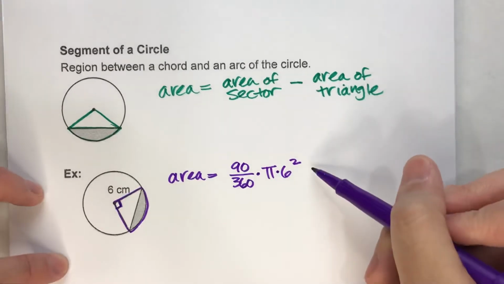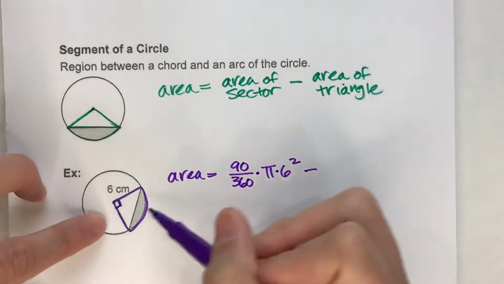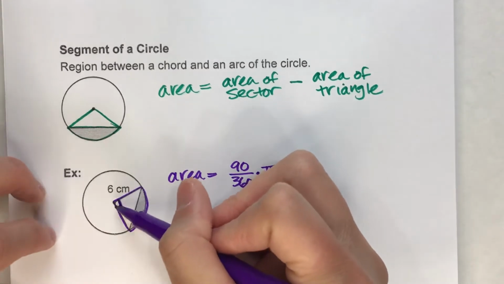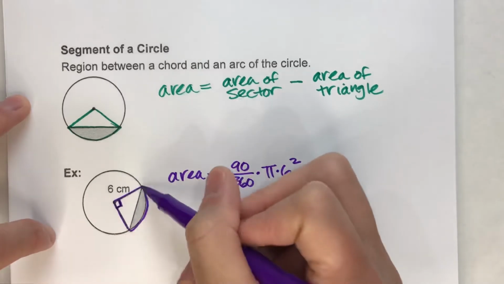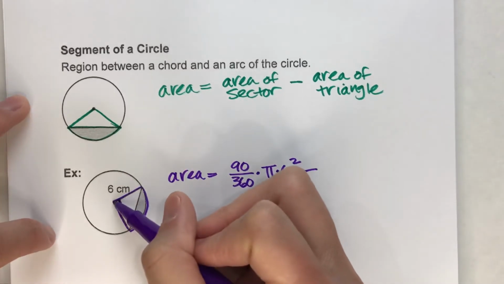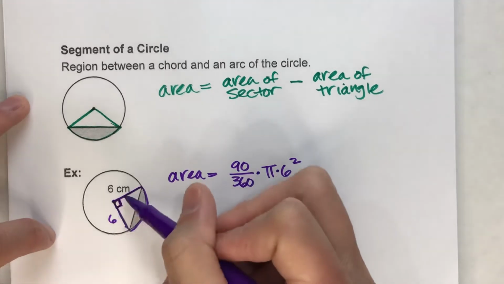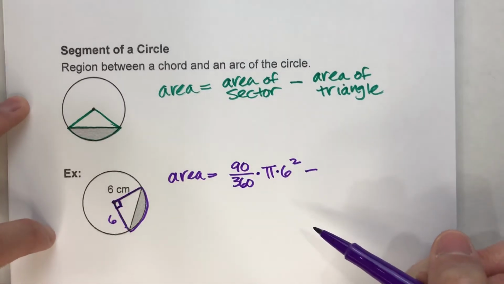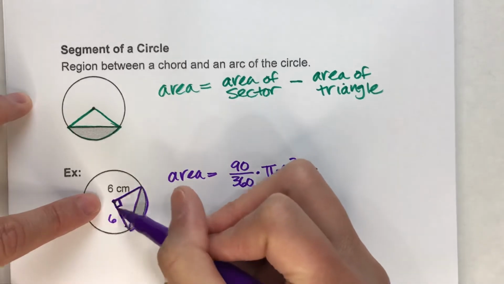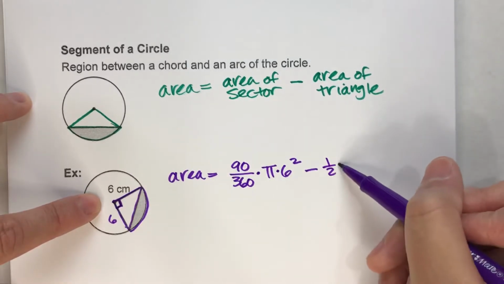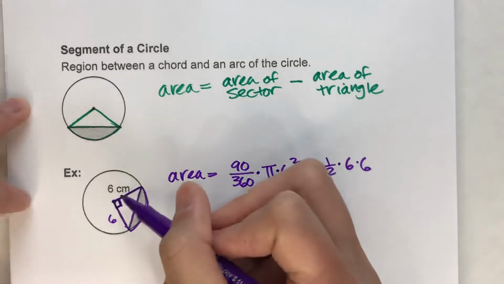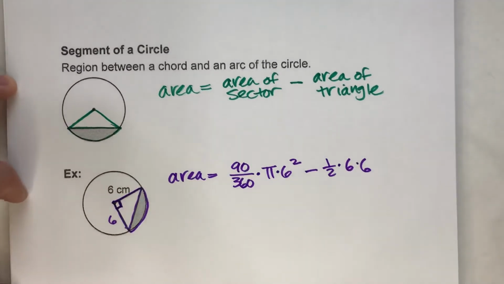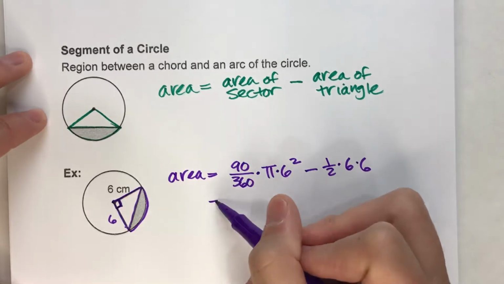Okay? Now, we're going to subtract off the area of this triangle. Now, because this is a right angle, we know that base times height divided by 2 will get me the area of this triangle. And since this is the radius here and this is the radius here, they're both going to be the same length. So I know the area of this triangle right here is 1/2 times 6 times 6. 1/2 the base times the height. 6 times 6. All right, let's simplify this a bit.